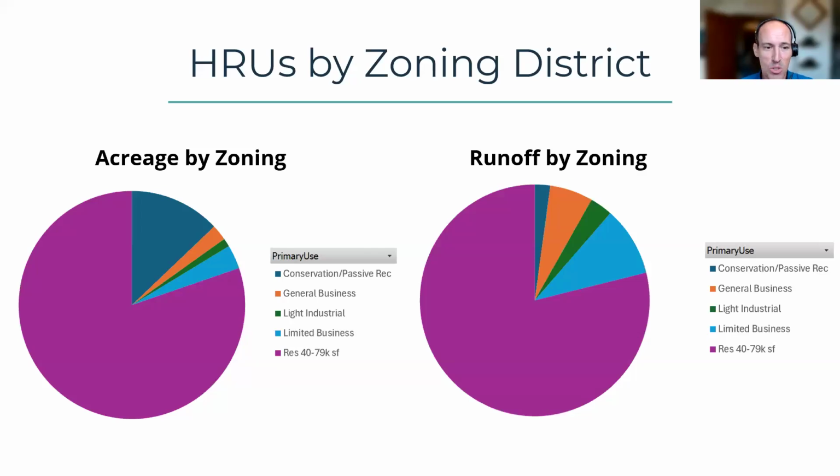But if you look inside the smaller piece of the pie, you see a pretty significant chunk of conservation and passive recreation acreage, and smaller proportions of general business, limited business, and light industrial. But if you look at the runoff graph on the right, that conservation land has very little runoff, right? Whereas those business and industrial zones contribute a lot more. So again, maybe not super surprising, but interesting to be able to put some numbers to it.